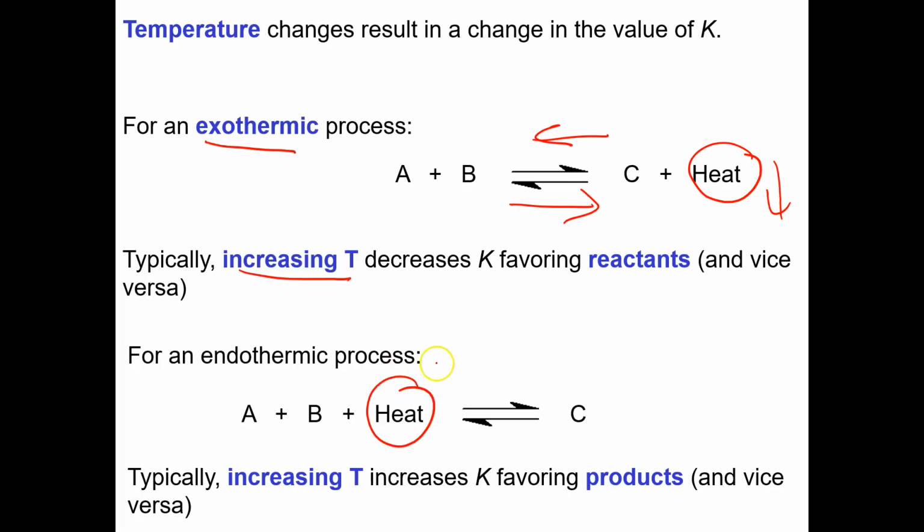For an endothermic process, heat is a reactant. So typically, if we increase the temperature, we will see a shift towards products because we are adding a reactant. And if we decrease the temperature, we're removing a reactant and we would see a shift to the left. Now, temperature changes don't just move the position of the equilibrium, they actually change the value of K. So in addition to saying that we see a shift to the left or a shift to the right, we can say when the system shifts to the left, K gets smaller, and when the system shifts to the right, K gets bigger.